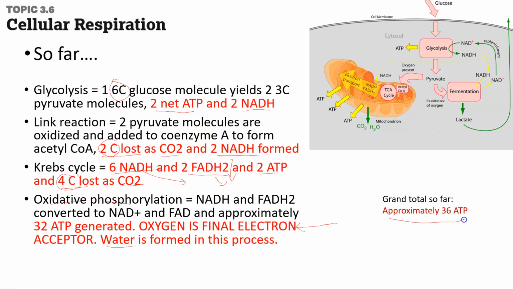Again, we've got a total of approximately 36 ATP. Again, this number varies depending on the textbook you're looking at, 30 to 40, somewhere in there. Approximately, though, 36 ATP are generated from 1 molecule of glucose. That's a lot more than we got just for glycolysis alone, which would have only been 2 net ATP, right? So, aerobic respiration, very important.